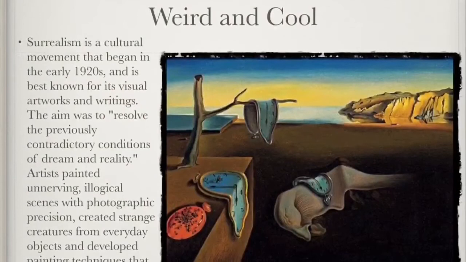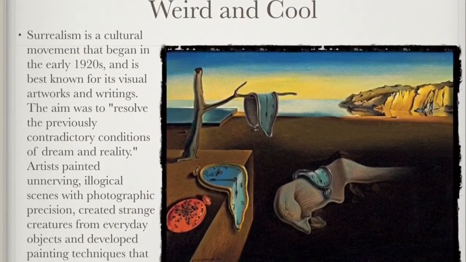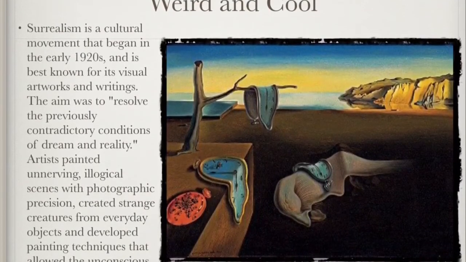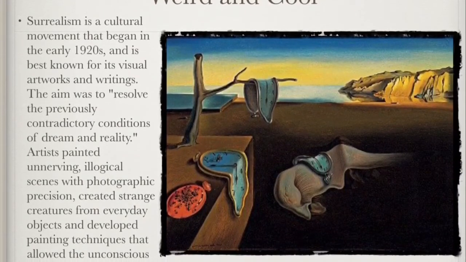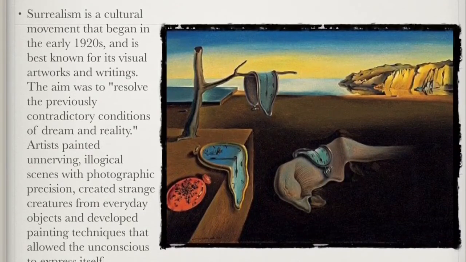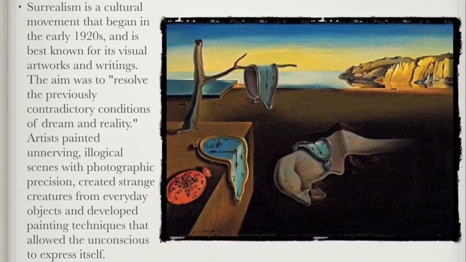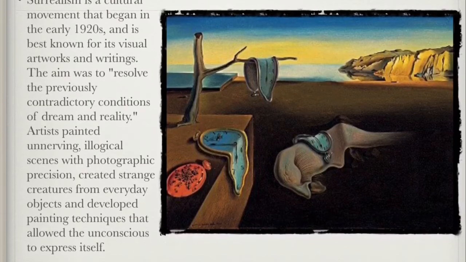Surrealism is a cultural movement that began in the early 1920s and is best known for its visual artworks and writings. The aim was to, quote, resolve the previously contradictory conditions of dream and reality, end quote. I couldn't say it better myself. The paintings have a dreamlike quality to them, especially probably the most famous Surrealist painting of all, the one you see on screen, Persistence of Memory by Salvador Dali.